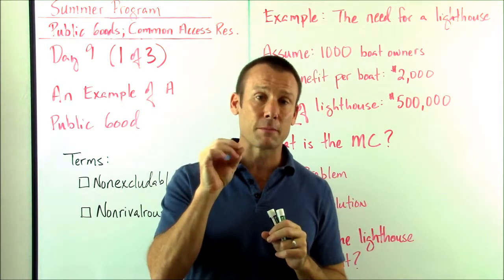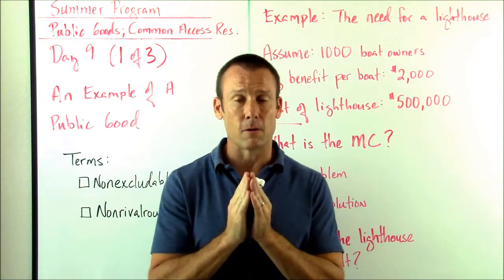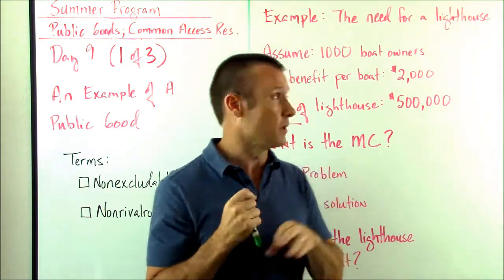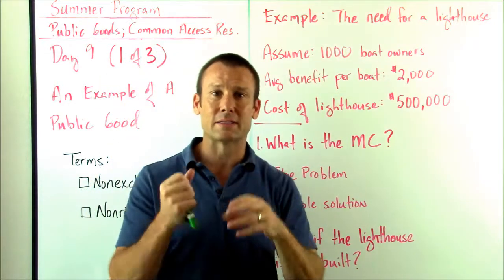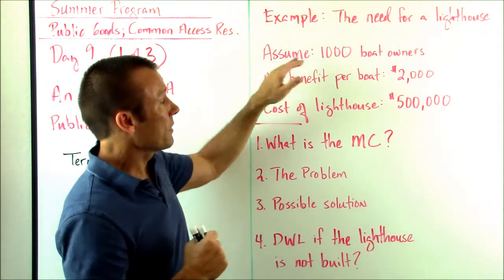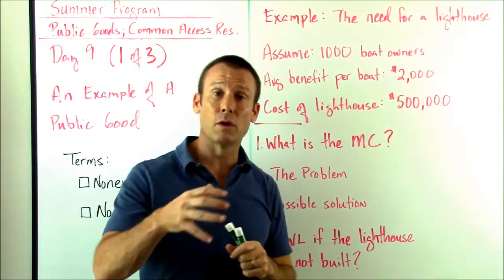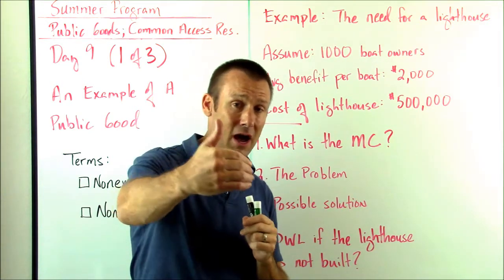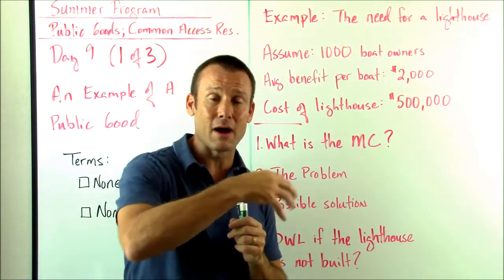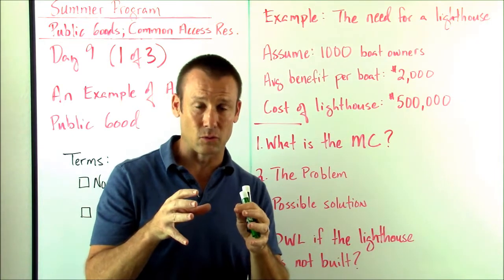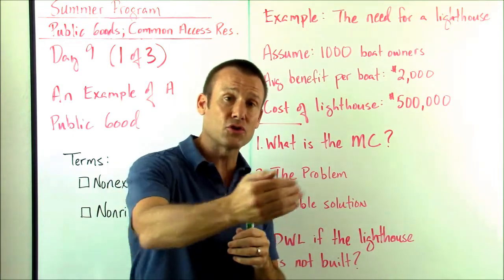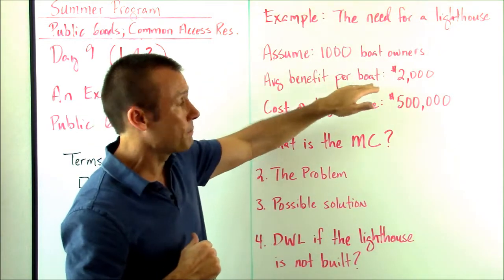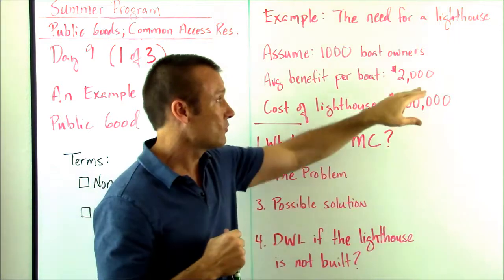Okay, now let's get to the specific example. The specific example of a public good we're going to look at in this video is a lighthouse, okay? It's the one that economists use probably the most often, a need for a lighthouse. So let me set this up, okay? Assume that we have 1,000 boat owners who want to use a particular port. However, to use that port, there's a high probability that they will run aground if there is not a lighthouse, okay? So we need a lighthouse to ensure that they do not run aground. Now we're going to say the average benefit per boat owner is $2,000.